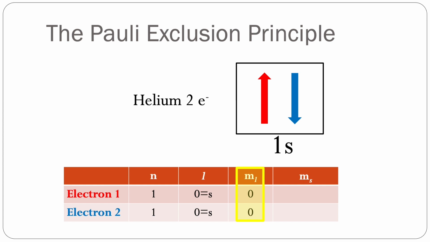But the Pauli exclusion principle states that no two electrons can have the same set of 4 quantum numbers. Here, they are different based on their spins. The red electron is spin up, while the blue electron is spin down. The electron spin quantum numbers are +1/2 and -1/2, respectively.